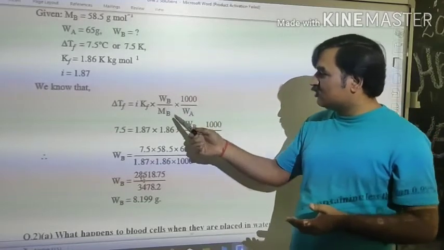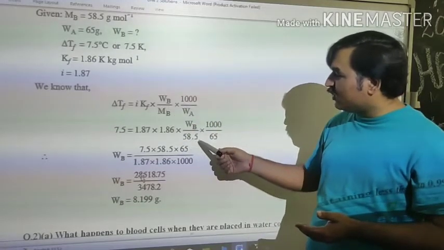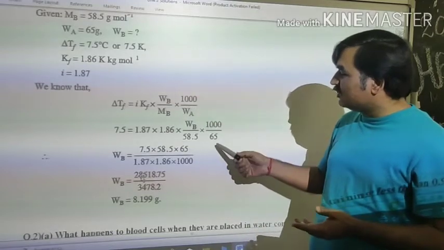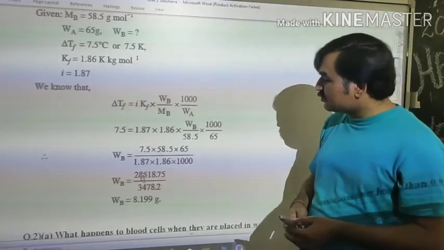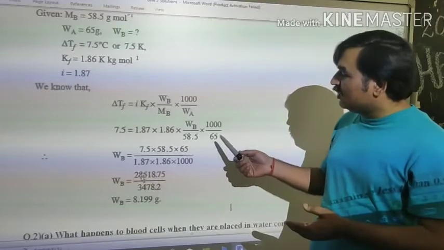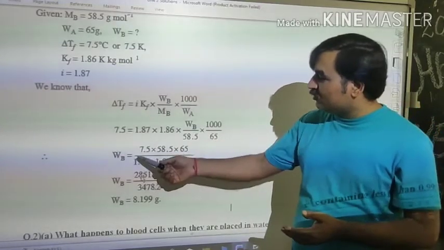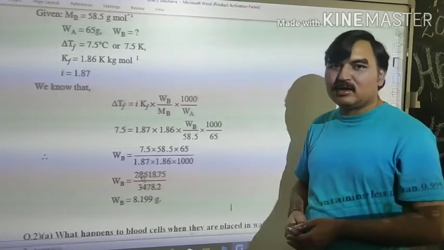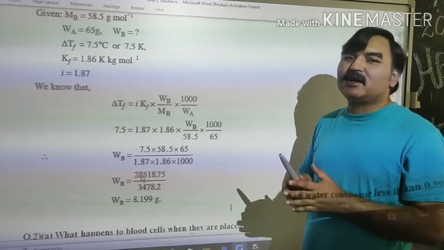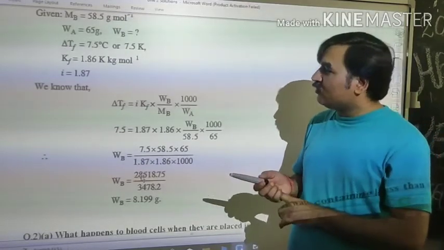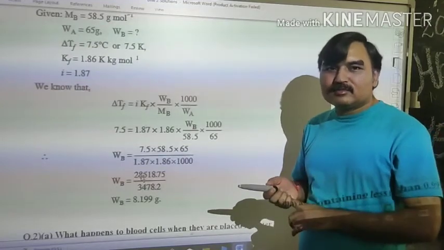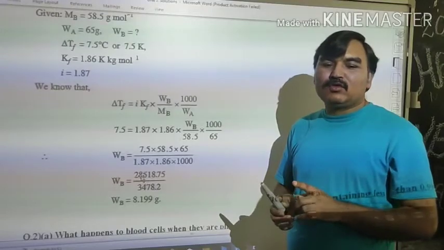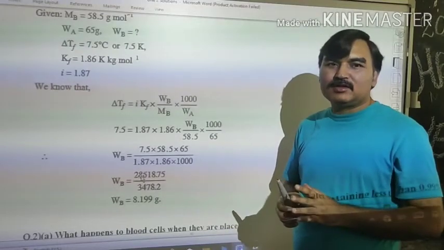Its molar mass is given as 58.5, and the gram mass of solvent is also given, which is 65. So now we put in the values and find Wb. It comes to be 8.199 gram. The main thing is that first of all, read the question carefully, then write the data you are given and check which thing you have to find.